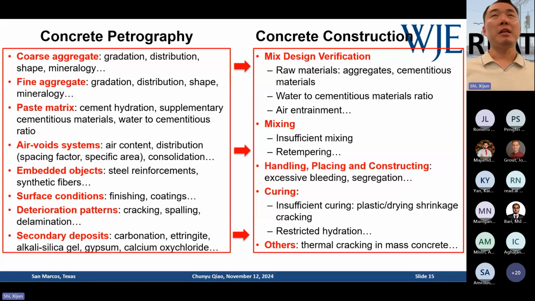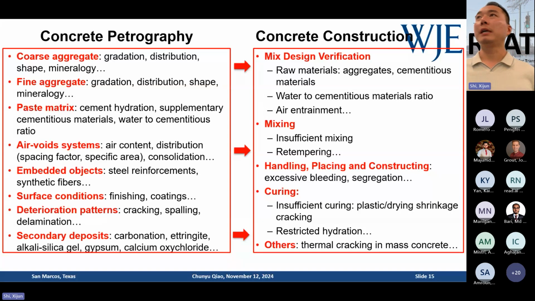And also, as I mentioned, probably not really relevant to Texas here, but up to the north in the Midwest, in the mountain states, the air void system is very critical to fight against the winter weather conditions over there. So we will evaluate, if needed, for example, air content, the spacing factor, and specific area of the air void system. We call that the air void distribution. And we will also look at if there are any consolidation issues. That's important for construction or the integrity of the structure.